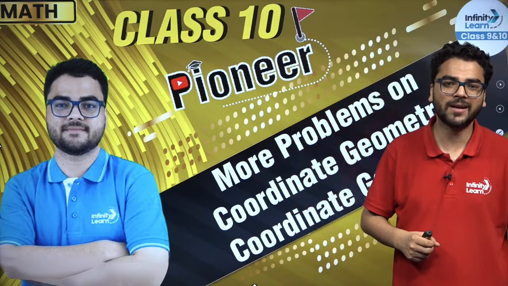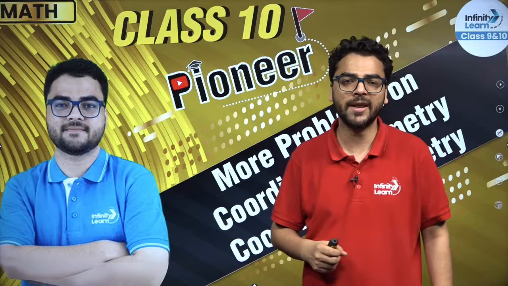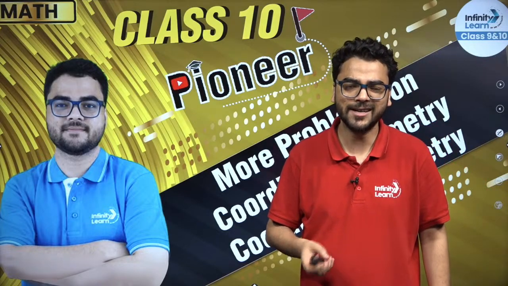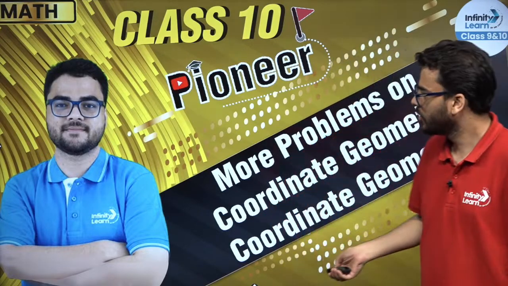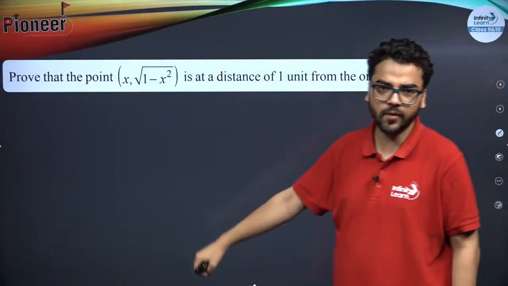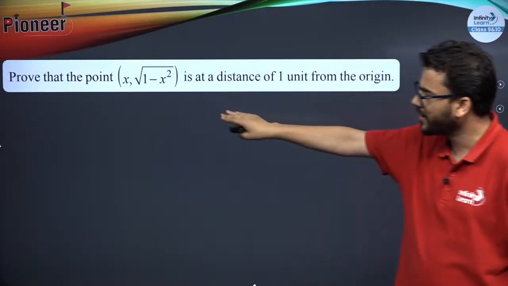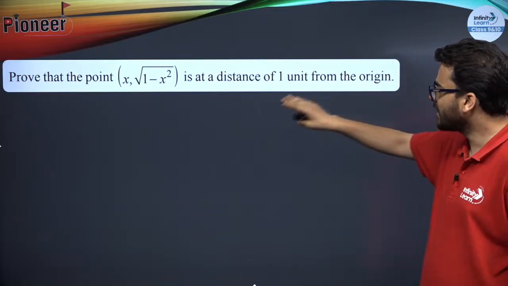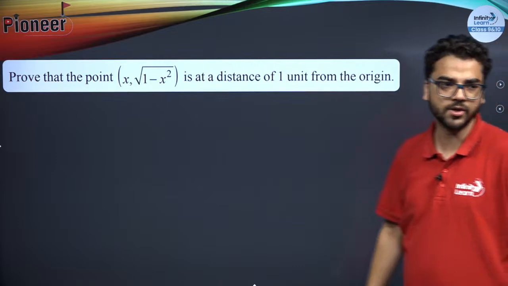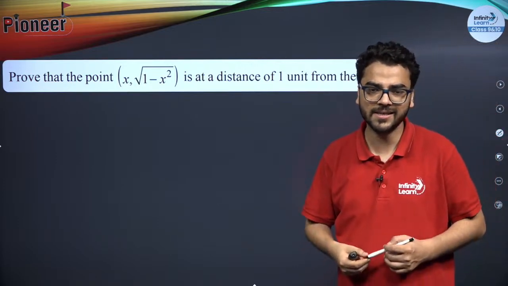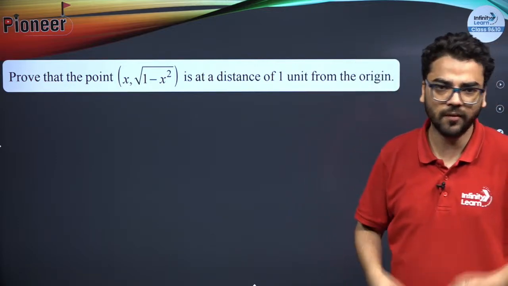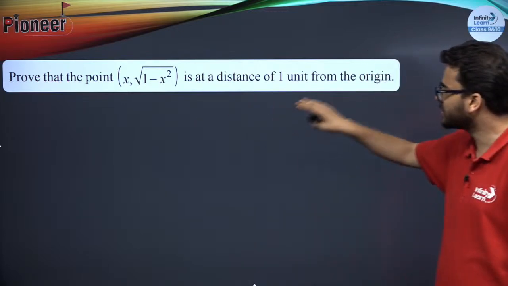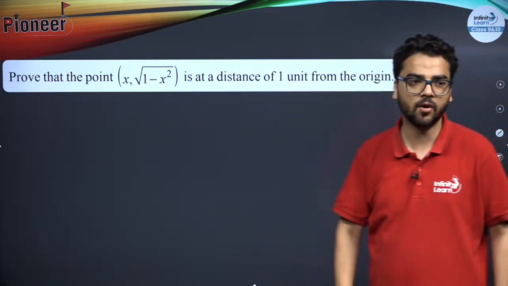So we are going to practice some more questions on coordinate geometry. So let's start with it, guys. Over here you've got this question. We have to prove that this point x comma square root of 1 minus x square is at a distance of 1 unit from the origin. Can we do this question, guys? You have to prove over here that this point is at a distance of 1 unit from the origin.